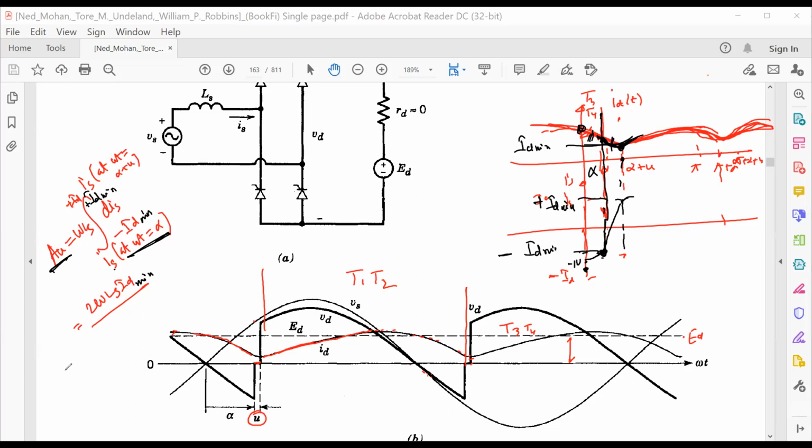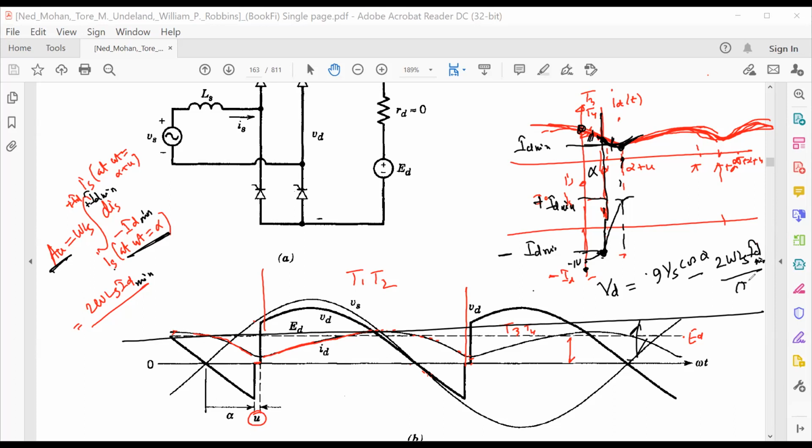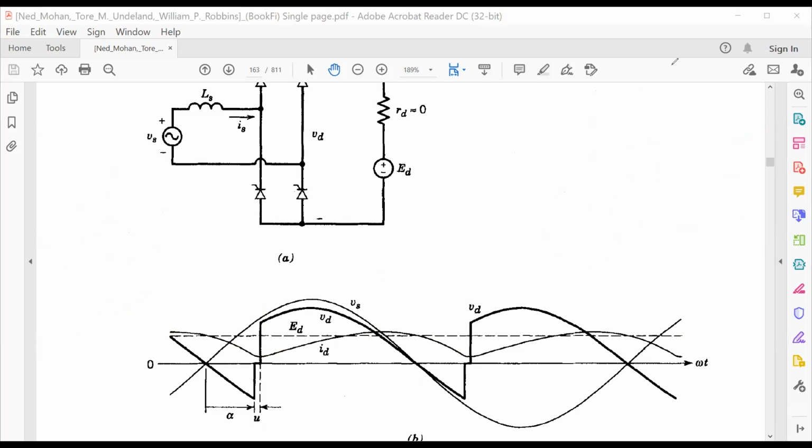Then your output voltage will have the expression of 0.9 Vs cosine of alpha minus 2 omega Ls, not ID, it is ID minimum, divided by pi. That I want to establish. I don't know whether you get it or not because you are not attentive today.